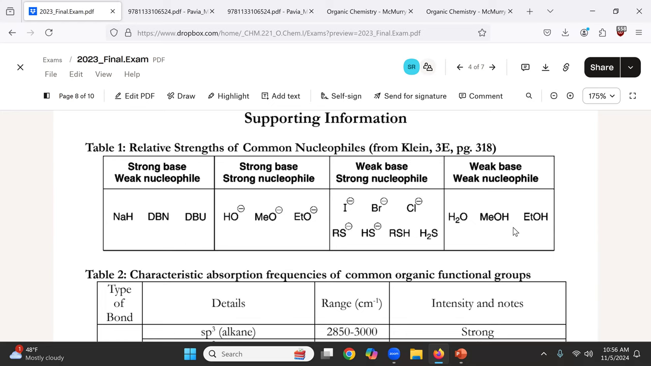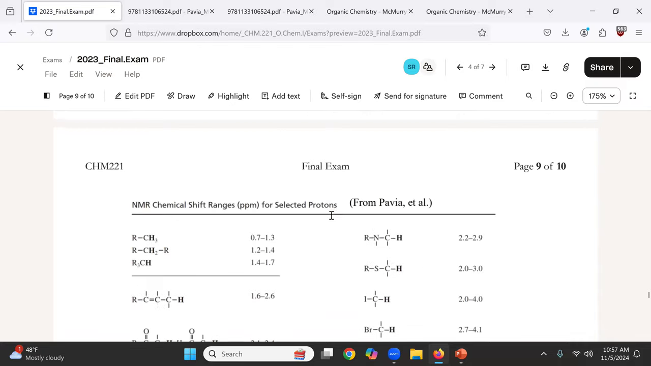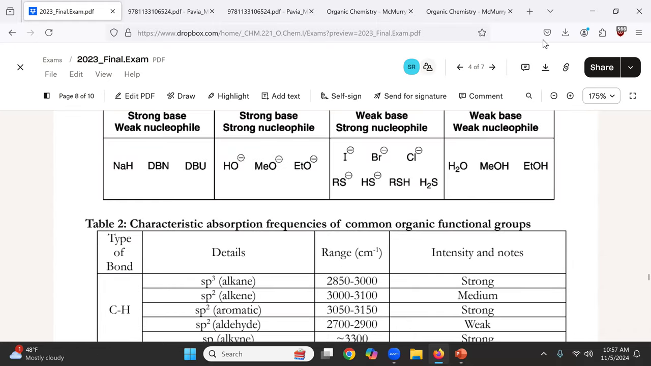So it looks like I did not give them the full table of pKa values, but I gave them this sort of cheat sheet figure. These are strong bases but weak nucleophiles. These are strong bases and strong nucleophiles. These are weak bases, strong nucleophiles. And these are weak bases, weak nucleophiles. So it's similar to having that whole table, just more compact, because I also had to give them a bunch of stuff for IR and NMR. Yeah, that would be fun to memorize all that. No, it's not worth it. There's no need.